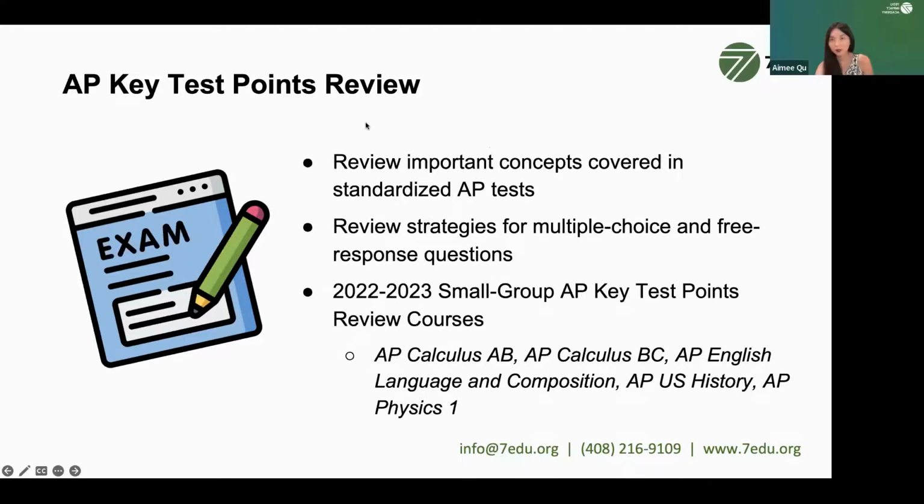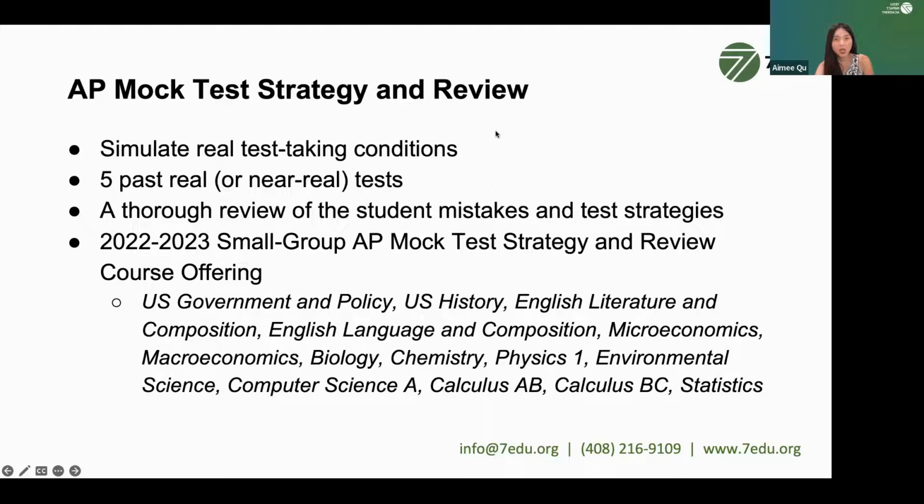Yeah, exactly. For a lot of these subjects, it covers a lot of content, right? You cannot cram. And for the FRQ, you also cannot just expect to miraculously improve your analytical writing skills at the last minute. Okay, and then of course, the last one we offer is the AP mock test strategy and review. I think this is very helpful because, as Dr. Yan mentioned, the best way to gauge your readiness is to simulate real test-taking conditions, right? To take actual mock tests.